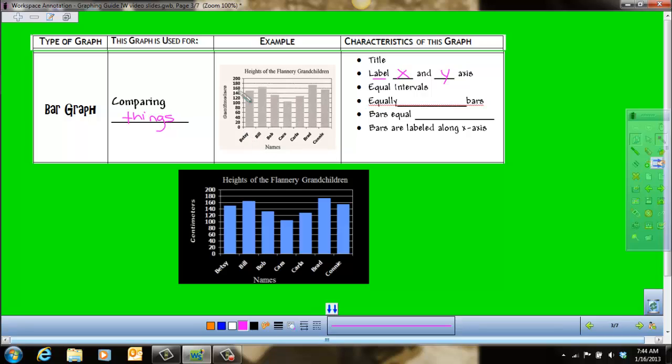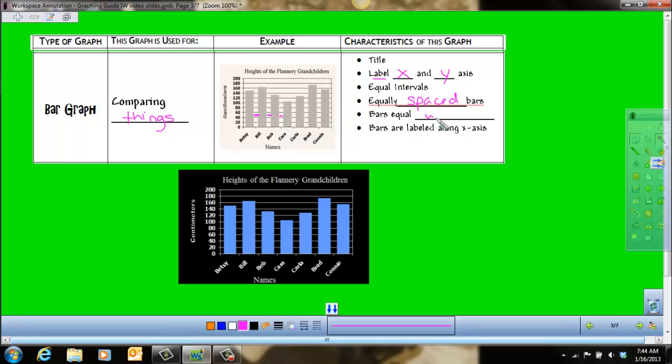So you have to say what you're putting on each axis. Again, you want to have equal intervals. So if you're going to go up by 20 right away, then every line has to go up by 20. If you're going to go up by 10, great. 1s, 5s, whatever it is, it just has to be equal. You want to have equally spaced bars. So you want the space between your bars to all be equal. You don't want huge gaps or really tight gaps. You want them all equal.